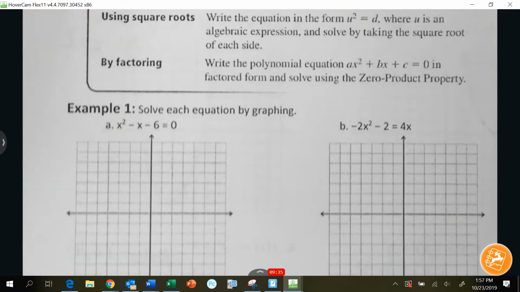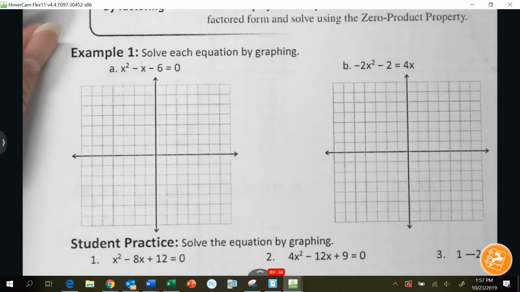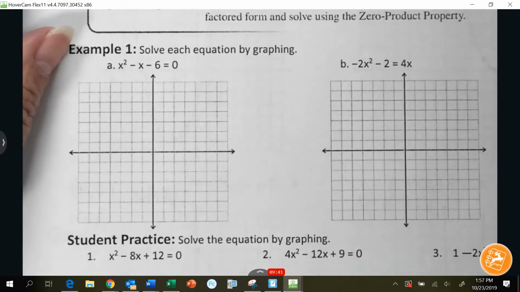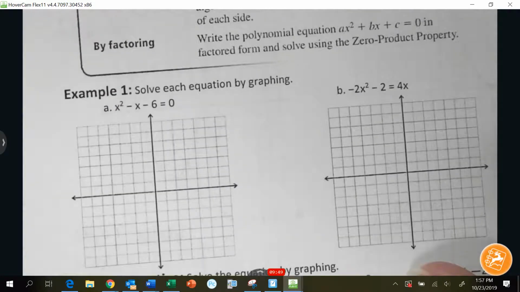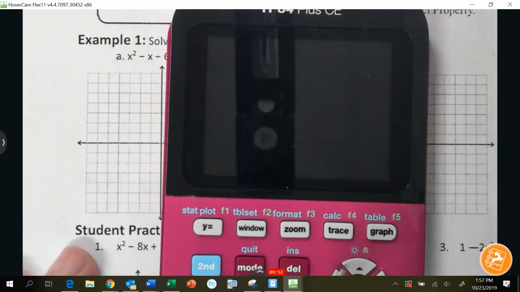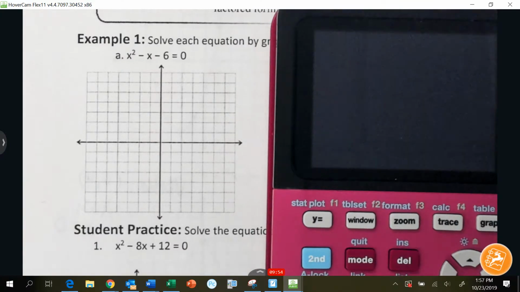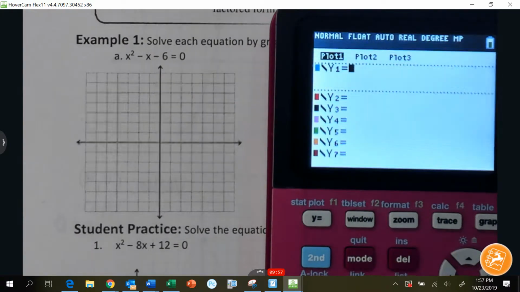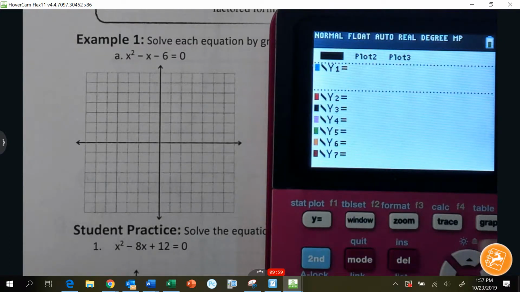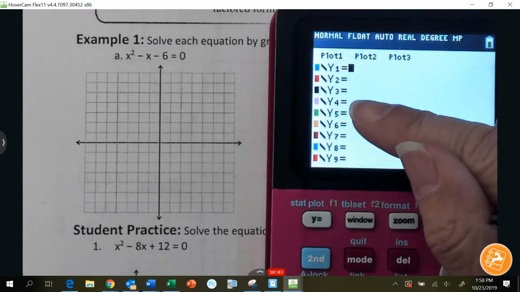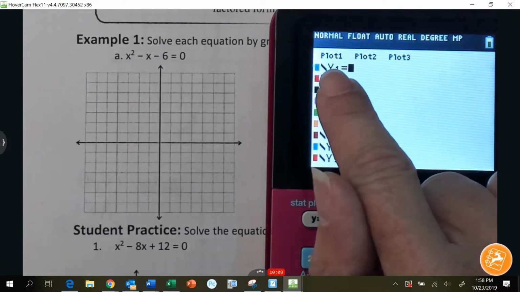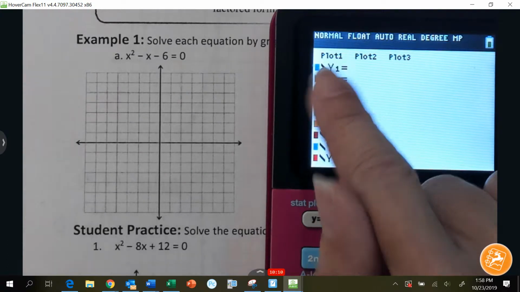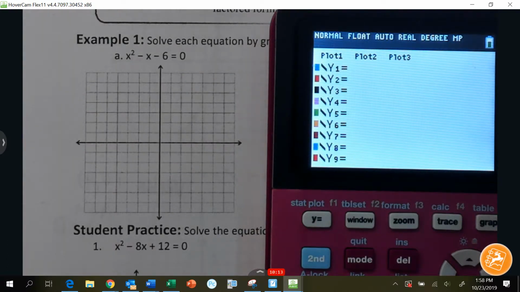So we're going to start with solving equations by graphing. I've already taught you how to graph. I'm going to take some time to just talk about the calculator. Okay? So pull out your graphing calculator. We're going to graph, so go to y equals and make sure everything's cleared. And then up at the top, plot 1 should not have a big dark rectangle on it. If it does, you need to turn it off.